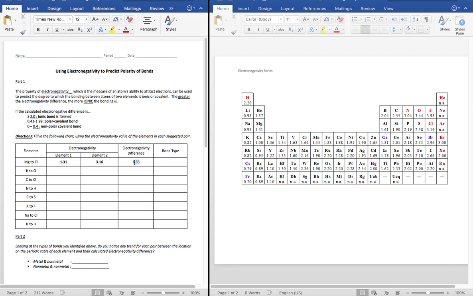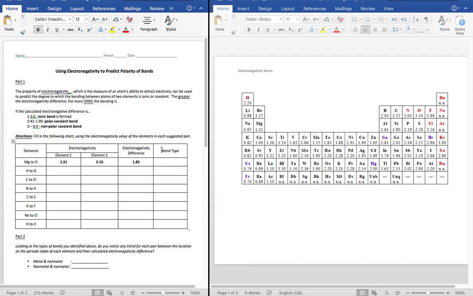Now I always get the question, does it matter which one you subtract first or which one you subtract from the other? It doesn't matter. If you do 1.31 minus 3.16, that's going to give you a negative number. So if that gives you a negative number, just turn it positive, okay? You're going to use the absolute value there, which is just going to be 1.85. All we care about is the difference between the two numbers.